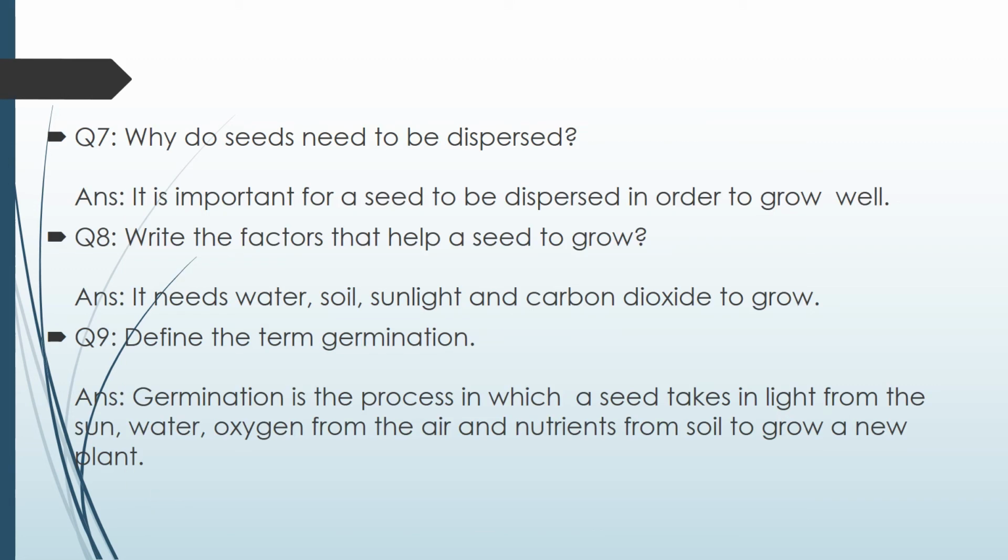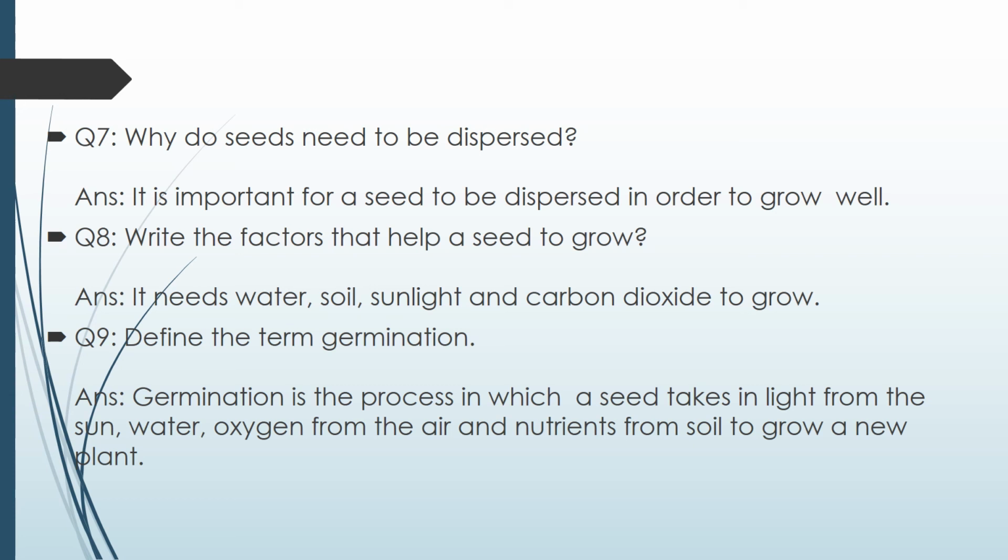Question number 7. Why do seeds need to be dispersed? It is important for a seed to be dispersed in order to grow well. Write the factors that help a seed to grow. It needs water, soil, sunlight, and carbon dioxide to grow. We have been studying the factors that a plant needs to grow for a very long time in previous classes as well, so you should all know this by heart.